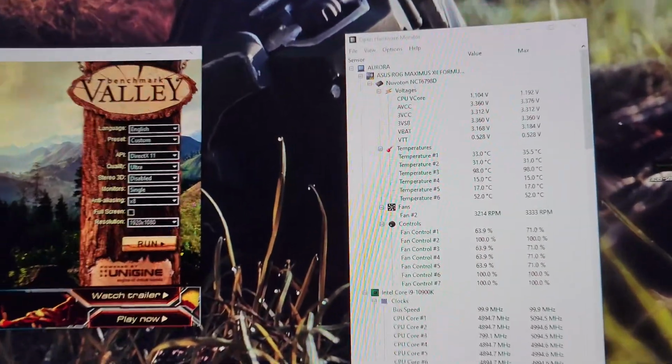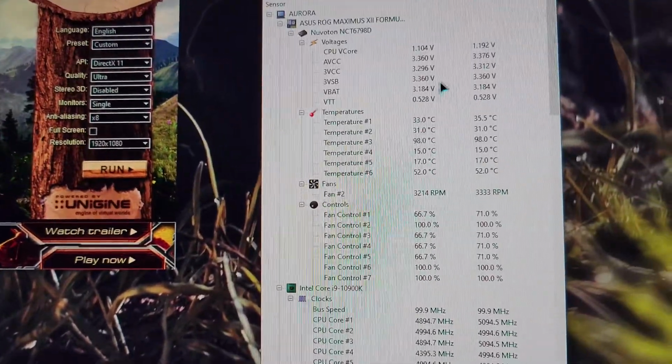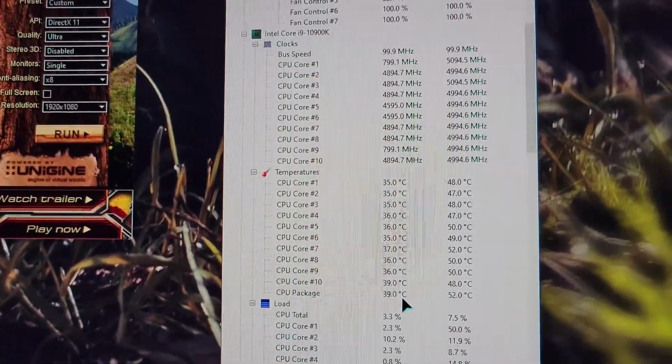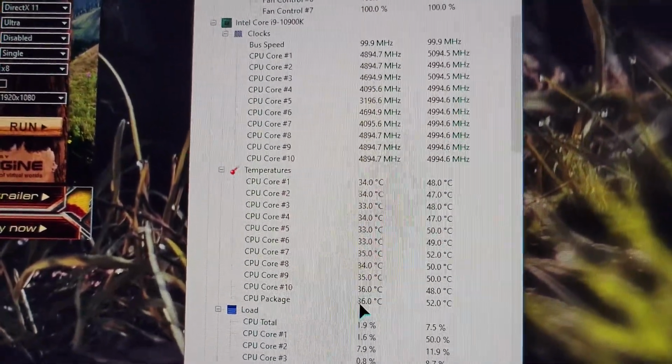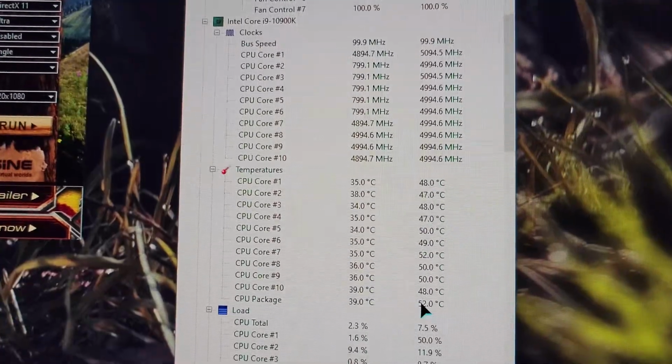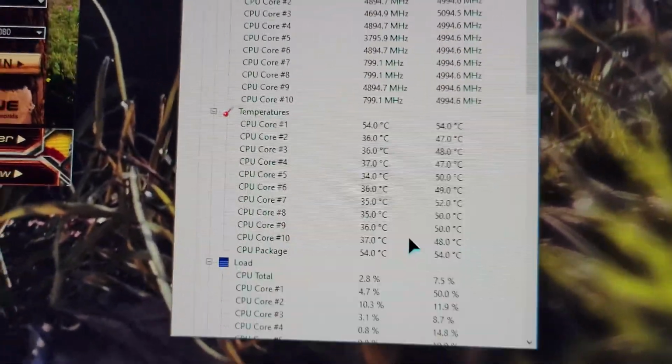Right here we are on our PC. So the idle temps minimum are around 35. Maximum is 52 at idle, doing nothing, all tabs closed.